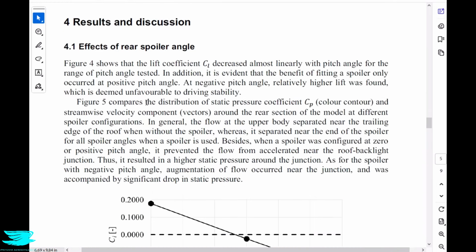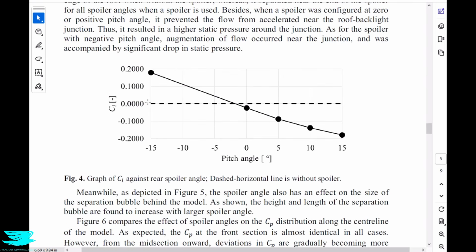So in figure 4, we see the effects of the spoiler angle on the lift coefficient. As expected, increasing the angle so that it's poking up more and more into the flow reduces the lift coefficient and eventually produces downforce. One thing that is a little surprising to me, though, is that this line is pretty much linear. So changing the angle between minus 15 and 15 degrees yields a very linear response.